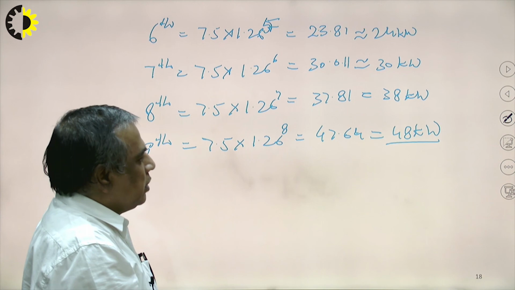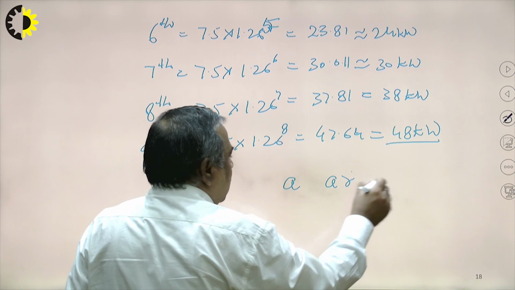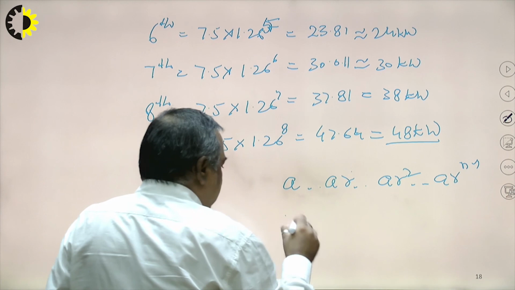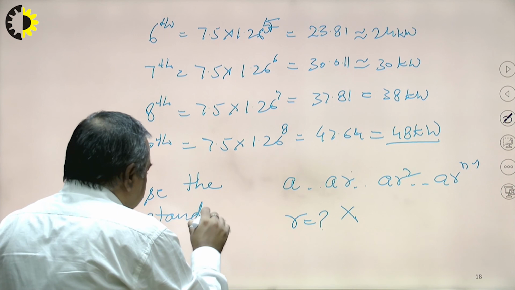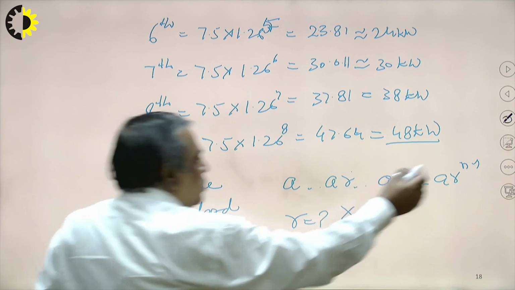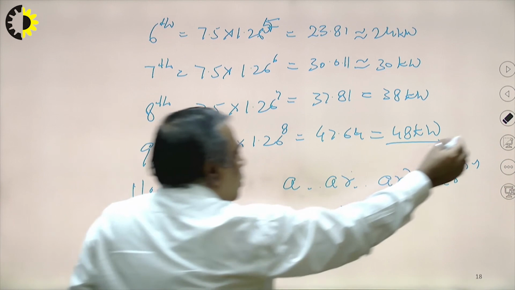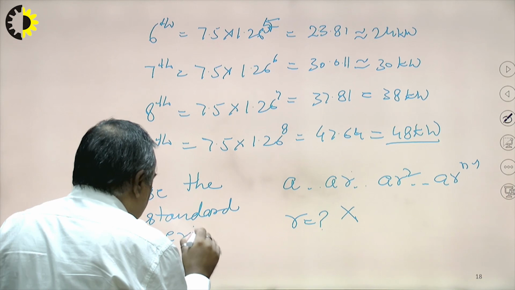And I suggest do not use this formula, do not calculate with R raised to n minus 1; that is not there. You should use the standard series factors. The series factors we have discussed during the lecture.